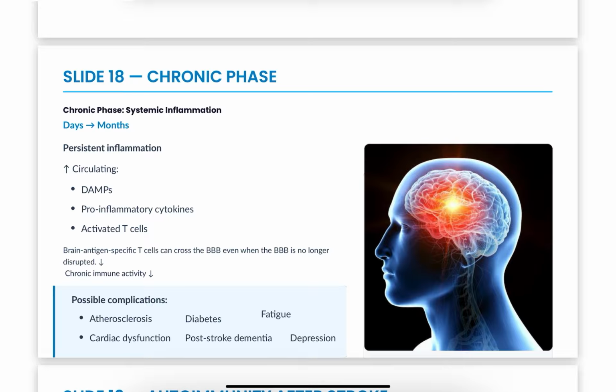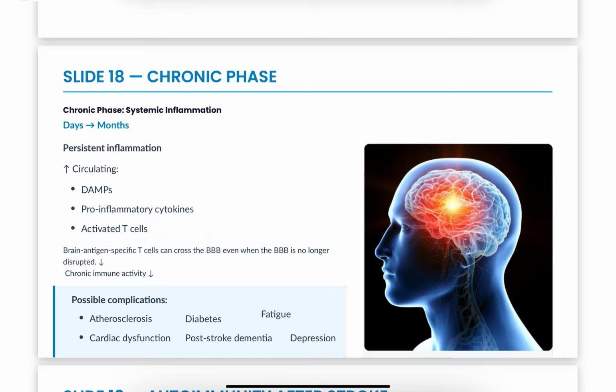Another very important concept, which involves the activated T cells as well, is that if T cells become activated against the brain antigen, they can cross what, the CNS, even when the blood-brain barrier is no longer actively leaking, they can still cross it.